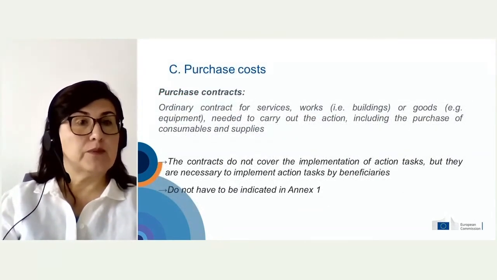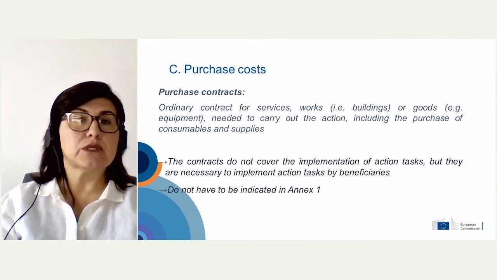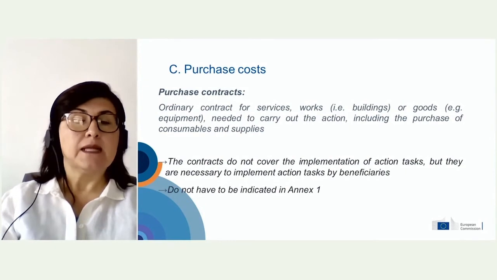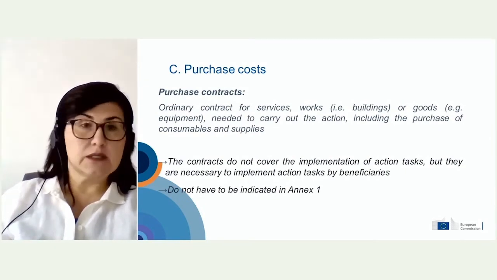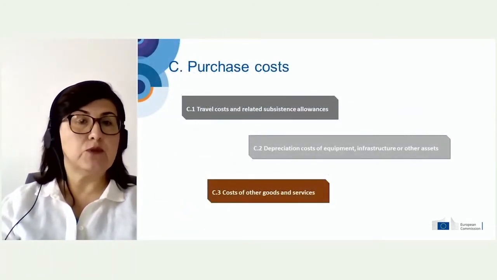The costs for purchase contracts are the costs related to contracts for services, works, goods that are needed to carry out the action. They are not necessary to implement the action as the costs for subcontracting, but are important to carry out the action. So they don't have to be described in detail in the technical part, but you always have to ensure the best value for money principle, or that you choose on the basis of the lowest price.